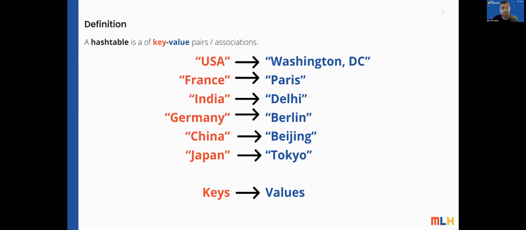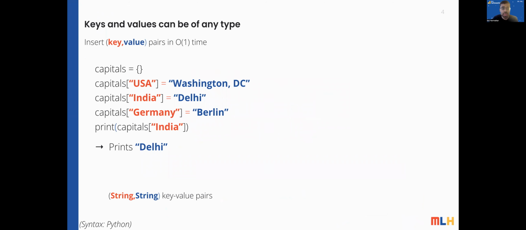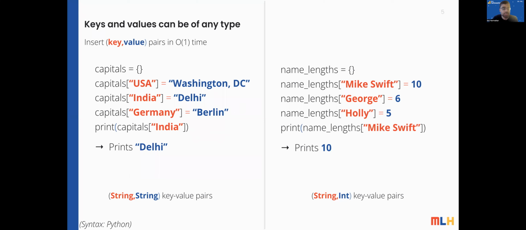A hash table is a collection of keys and values. Here we have a hash table with countries as keys and capitals as values. Keys and values can be of any type. This hash table has strings as keys and strings as values. This one has strings as keys and integers as values.